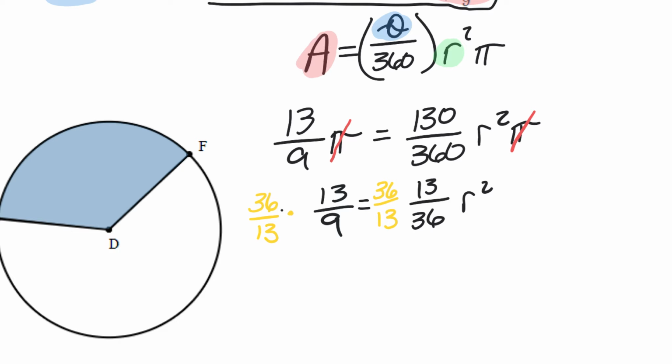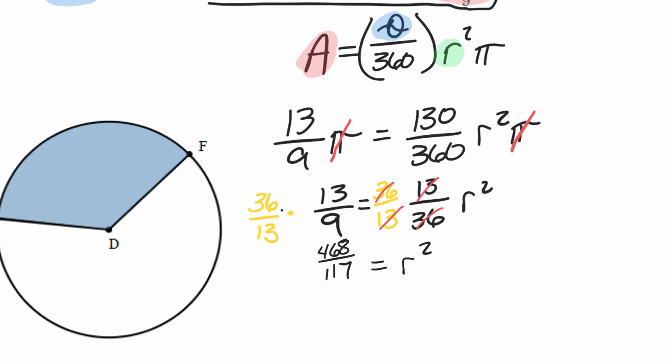Well, on the right side, the 36 cancels the 36, the 13 cancels the 13, just like we were planning on it doing. And on the left side, when we multiply 13 over 9 times 36 over 3, we end up with 468 divided by 117.